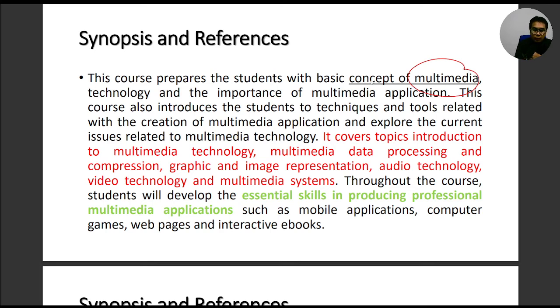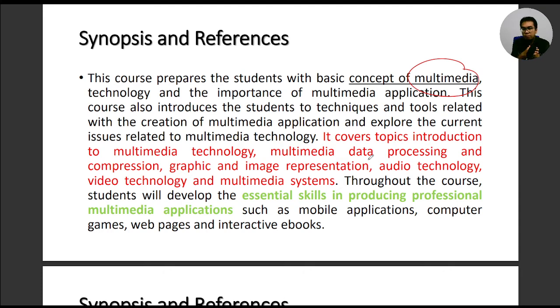For that, we will assess all these elements in the final examination soon. It will cover the introduction, how multimedia data is processed and compressed, and graphic and image representation. If you take a look at my image right now on the top of the slide, it's basically MPEG, could be an AVI and something.